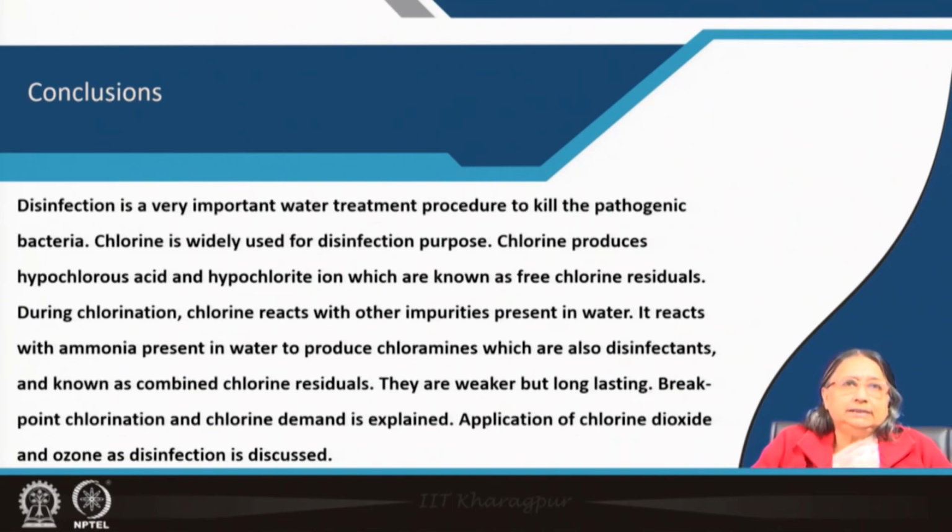As a conclusion for this lecture, disinfection is a very important water treatment procedure to kill the pathogenic bacteria. Chlorine is widely used for disinfection purposes. Chlorine produces hypochlorous acid and hypochlorite ion, which are known as free chlorine residuals. During chlorination, chlorine reacts with other impurities present in water. It reacts with ammonia present in water to produce chloramines, which are also disinfectants and known as combined chlorine residuals. They are weaker but long lasting.